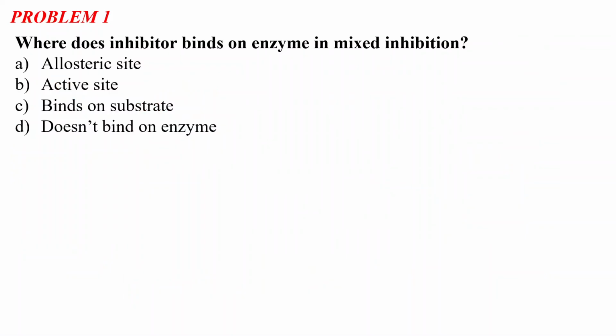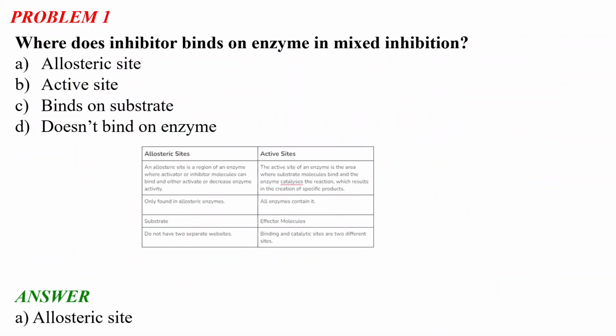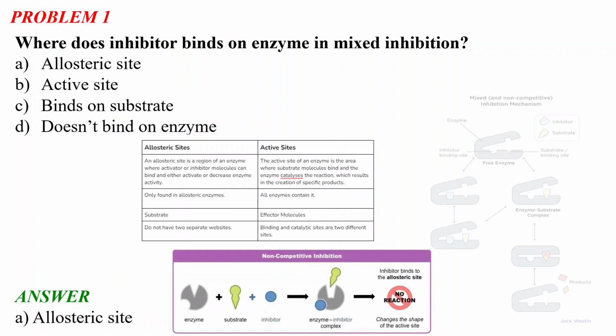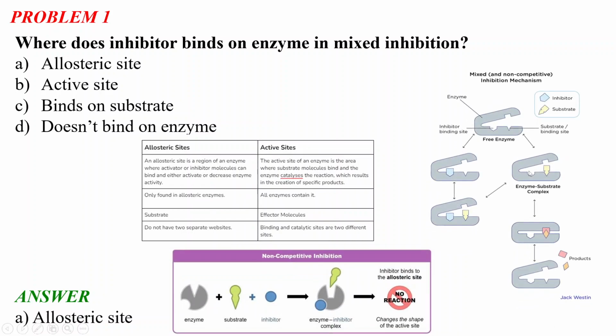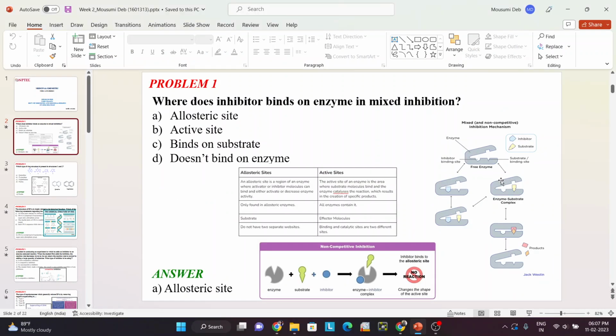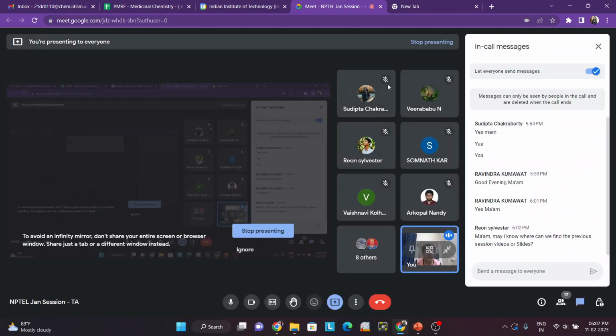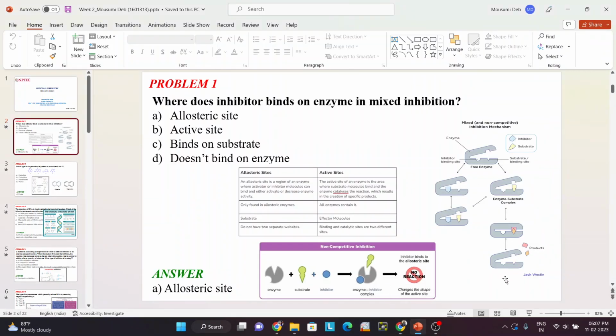This is called mixed inhibition, where the inhibitor binds to the allosteric site. Because of that, the active site either changes shape, or what can happen is that because of the binding, the substrate will bind, but it will not work. Okay. So, this was your mixed inhibition, and it is about the allosteric site.